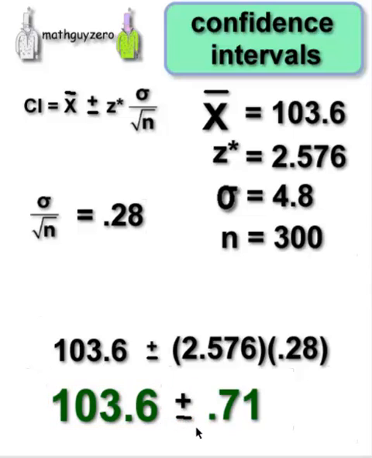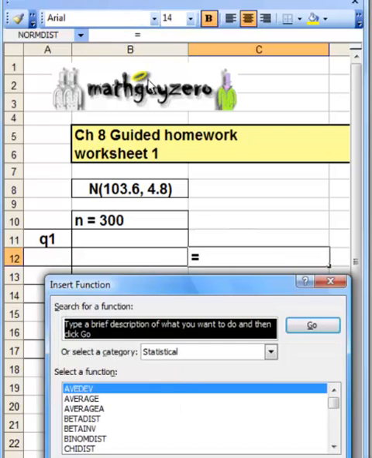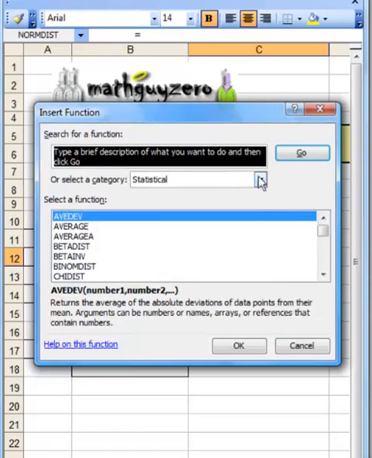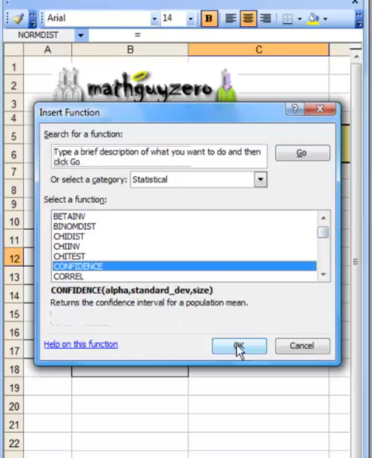Let's double check this in Excel. In Excel, click a cell, any cell. Go to the function bar. Make sure you're in statistical. You're going to go down to CONFIDENCE.